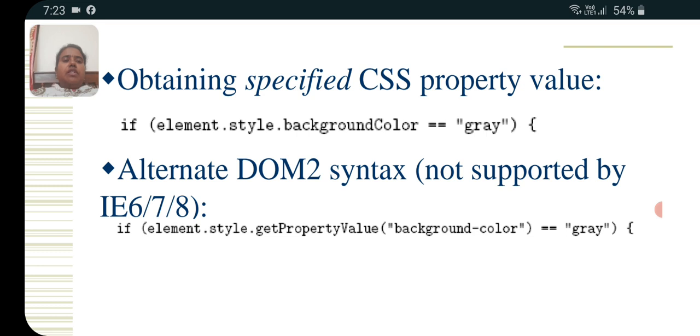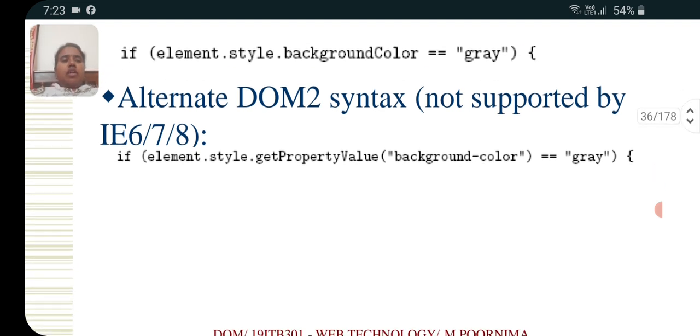Obtaining a specified CSS property value: if element.style.backgroundColor equals gray. This is the alternate DOM2 syntax, which is not supported by IE.